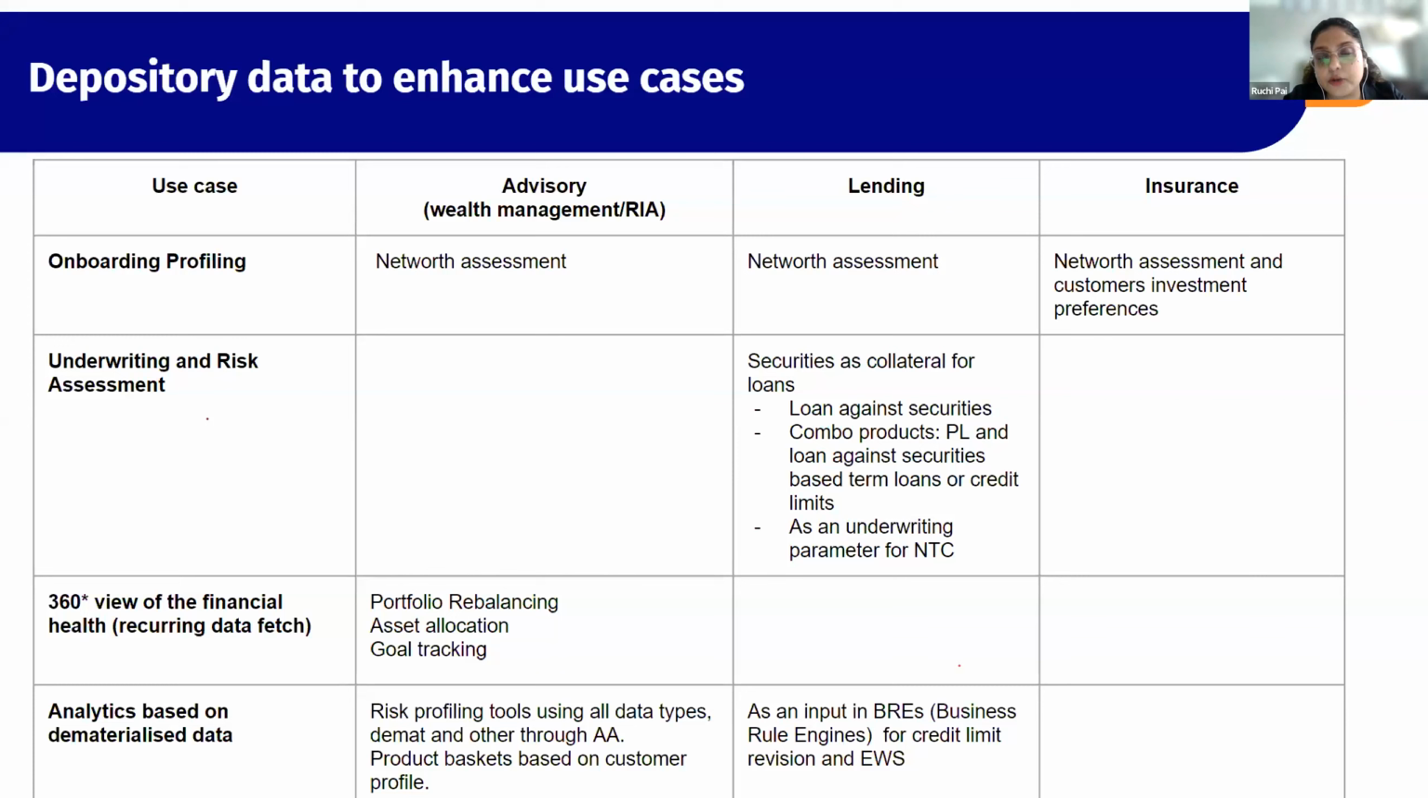And probably match up or give more than what the customer has requested for. So a combination of using the existing eligibility tools and being able to ascertain and underwrite via securities information that's available through account aggregator, a lender will be able to increase the loan book for a particular customer. And of course, it can also be used as an underwriting parameter for new to credit customers.